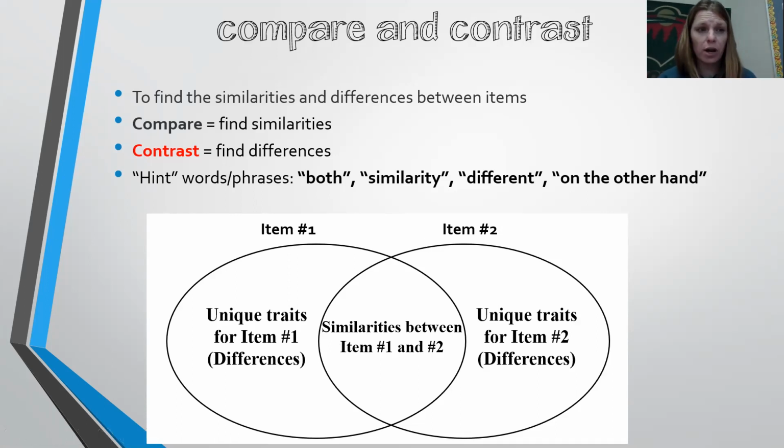It's called a Venn diagram, and I'm sure most of you have seen something like this before. You have 2 circles, and they have a little bit of an overlap. So on this side, on the outside, what is different about item 1 from item 2? Those are the things that are unique to them. And then in the middle, it's the qualities or traits that they share.